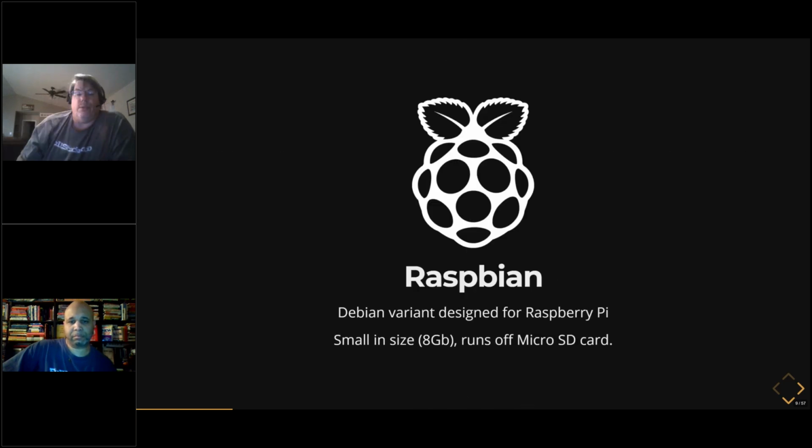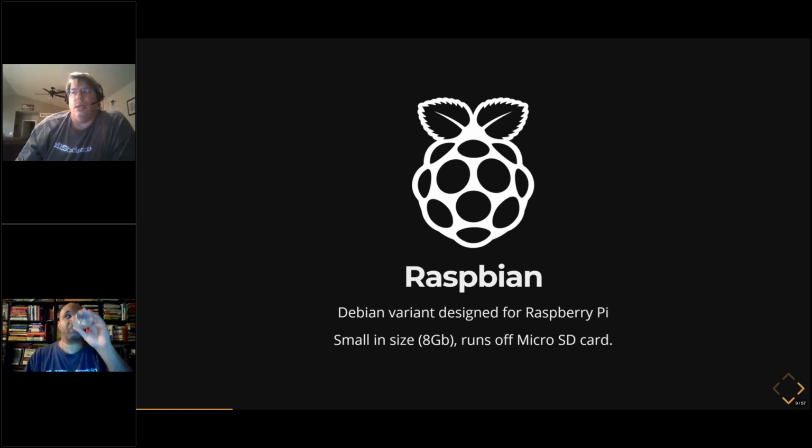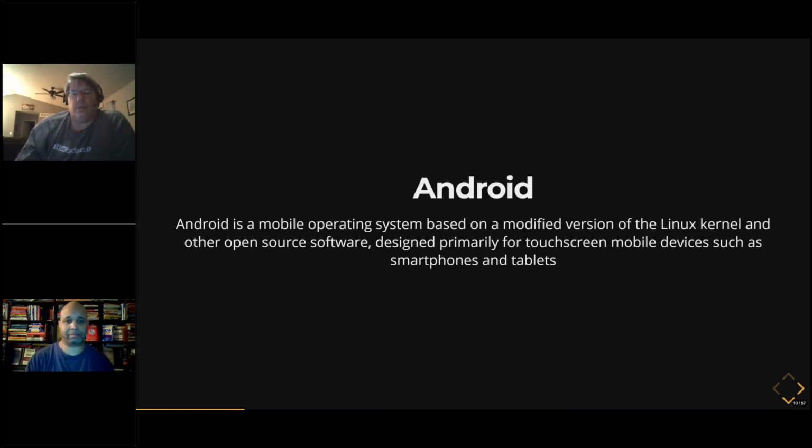So then there's Raspbian. If you've ever messed with Raspberry Pi or the single board computers, you will have heard of Raspbian. It's a Debian variant designed for the Raspberry Pi. It's small, it runs off a micro SD card, and it comes with Python and a couple of other things that are pretty specific to the single board computer industry. So, neat distribution. And then of course there's Android. I believe everybody's familiar with Android, specifically to run on a mobile device using a touchscreen for smartphones and tablets.